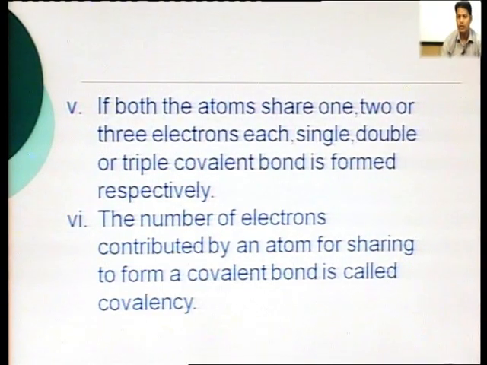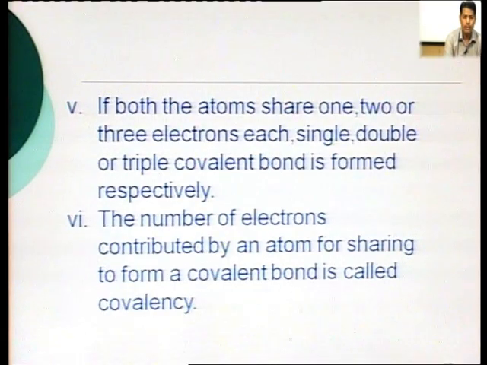For example, hydrogen shares 1 electron. So, in hydrogen there is a single bond, and in oxygen 2 electrons are contributed by each atom, and there is formation of a double bond. And in nitrogen 3 electrons are contributed by each nitrogen atom, and there is formation of a triple bond.